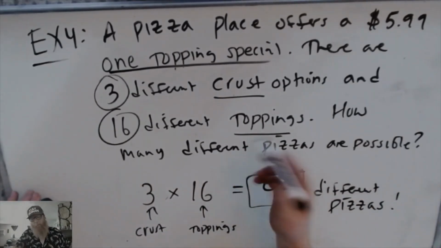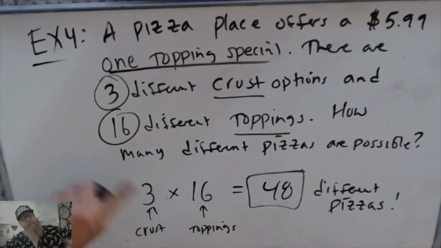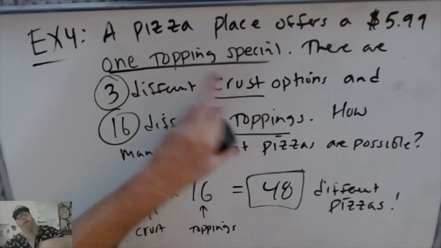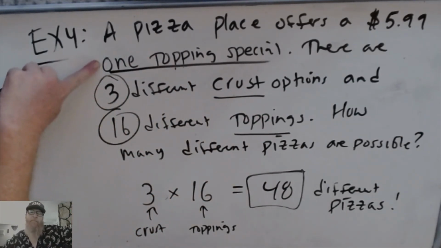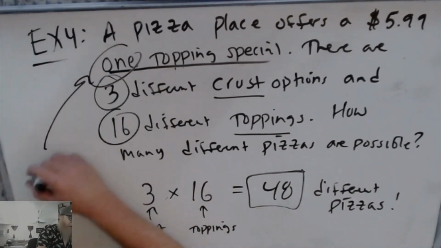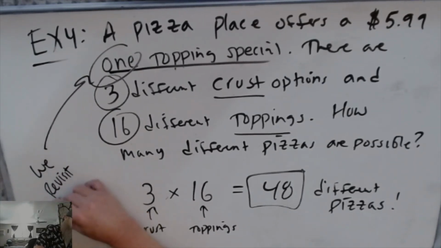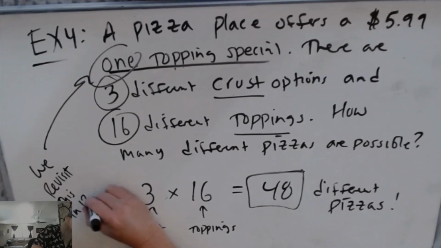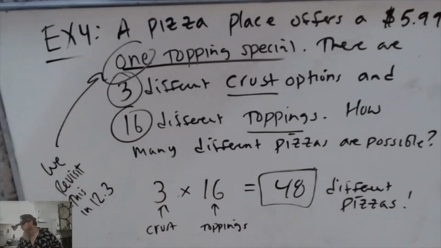Of course, only one topping pizzas, so not very exciting. In the next section, 12.3, we're going to revisit this pizza problem where you can choose more than one topping. It gets a little more complicated in 12.3. So we will revisit this problem in 12.3, coming soon. Okay, so that's the fundamental principle of counting.